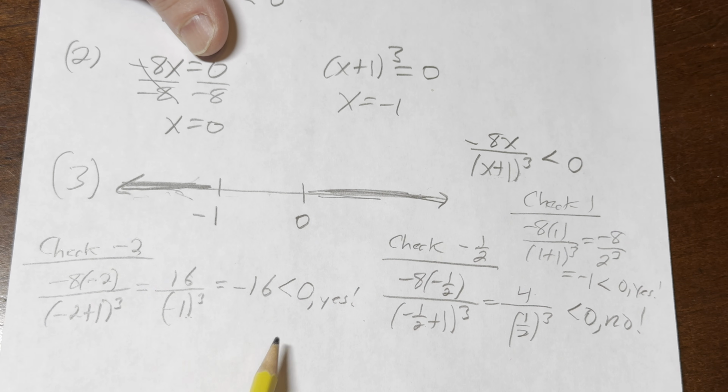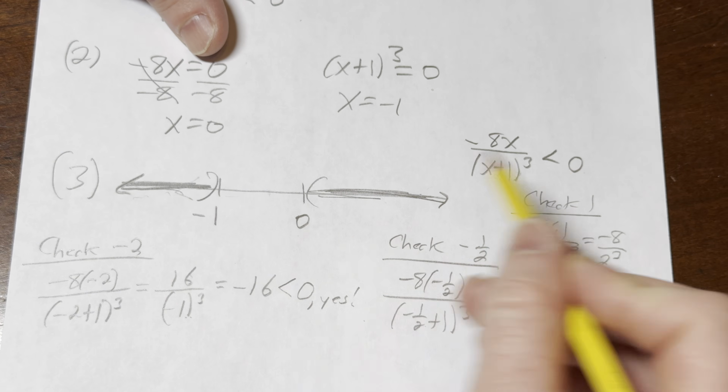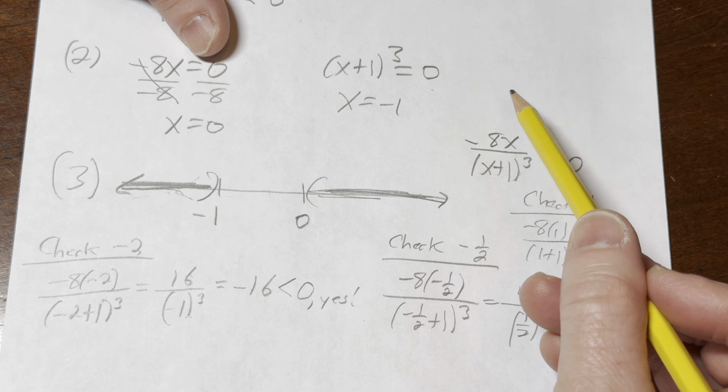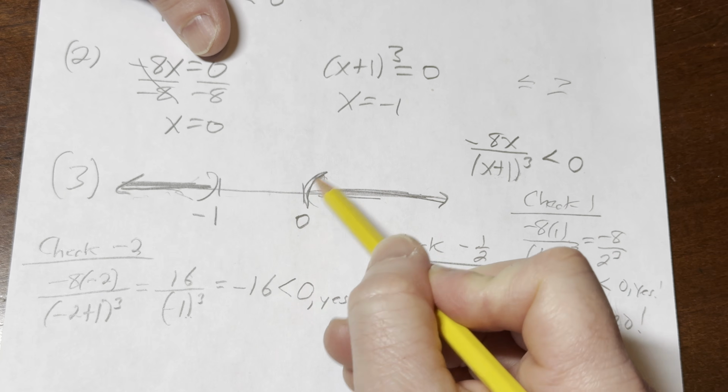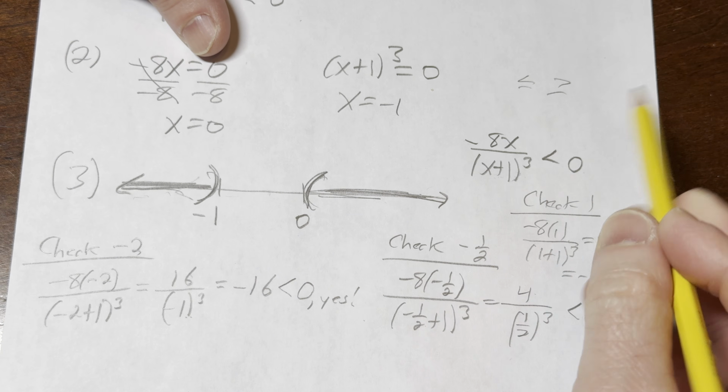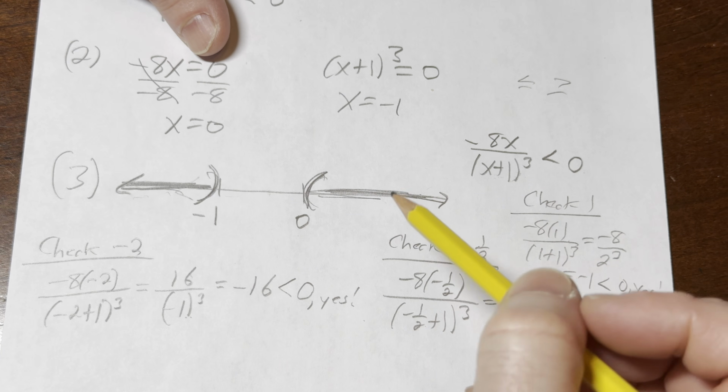And now we can get the answer from the picture. These are parentheses because we have a less than. If it had been a weak inequality, so if it included the equal to, then we would use brackets. But because it's a strong inequality or a strict inequality, like less than, we use parentheses.